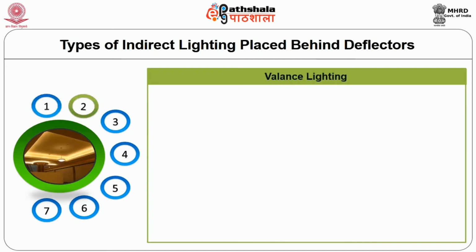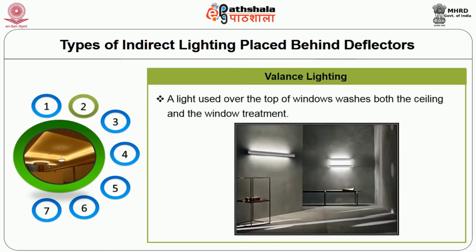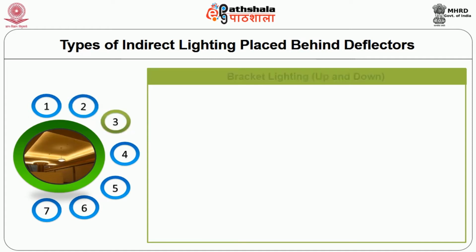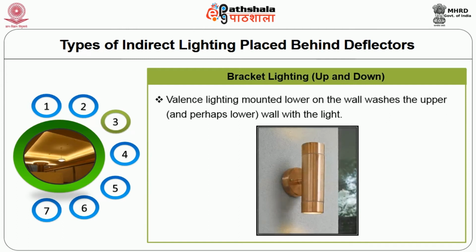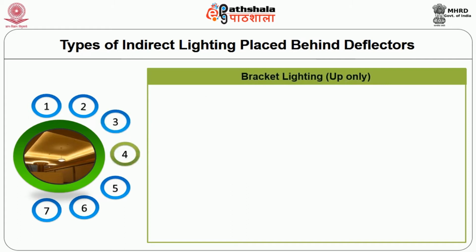Then valance lighting. A light used over the top of a window washes both the ceiling and window treatment. Next one is bracket lighting, up and down. That is valance lighting mounted lower on the wall, which washes the upper and perhaps lower wall with the light. Then bracket lighting, up only.